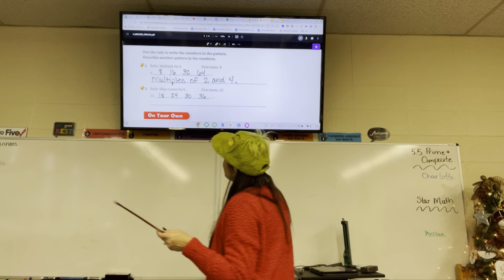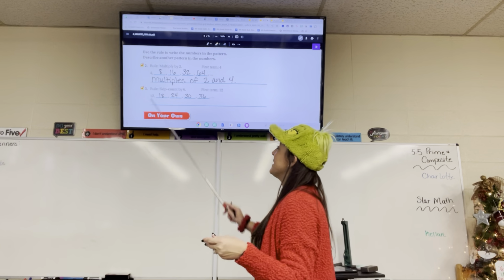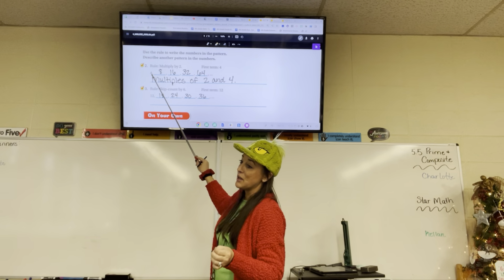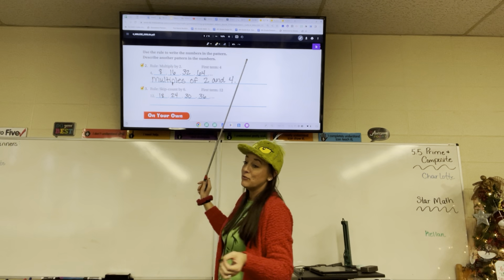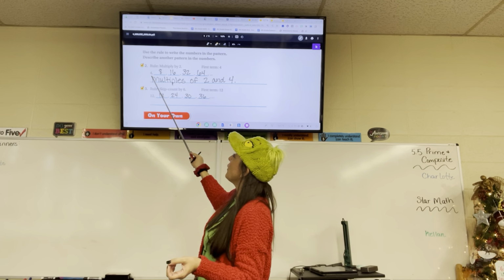Most of them are also multiples of 8, but this one is not, so we can't use that rule. Because 8 you can divide by 8, 16 you can divide by 8, 32 and 64 you can divide by 8, but 4 you cannot.